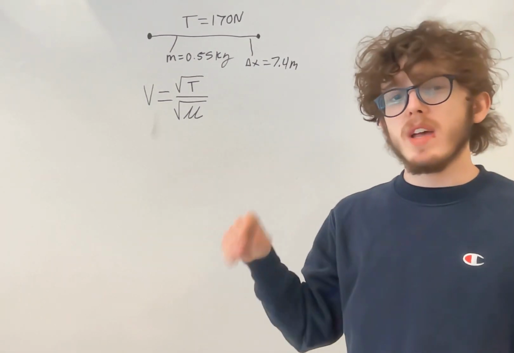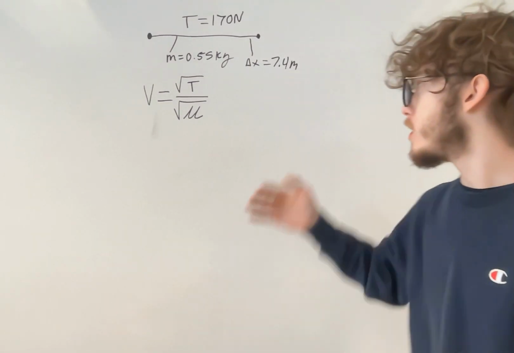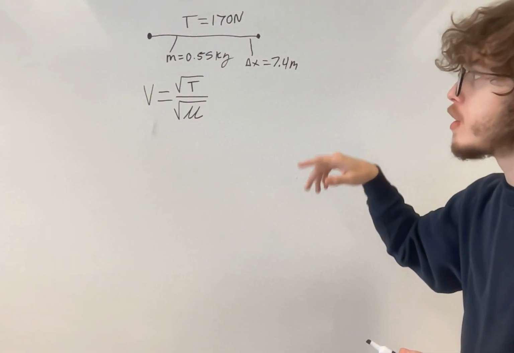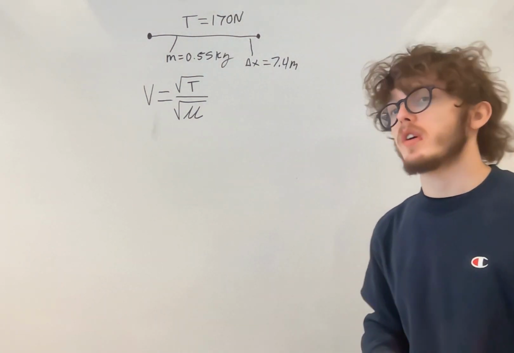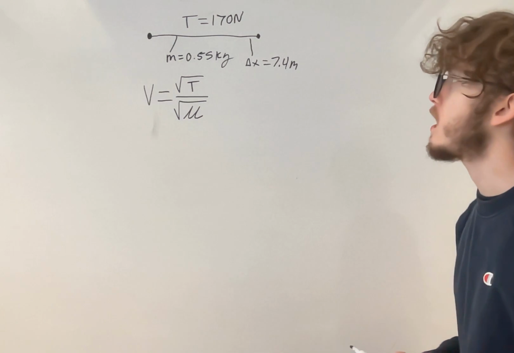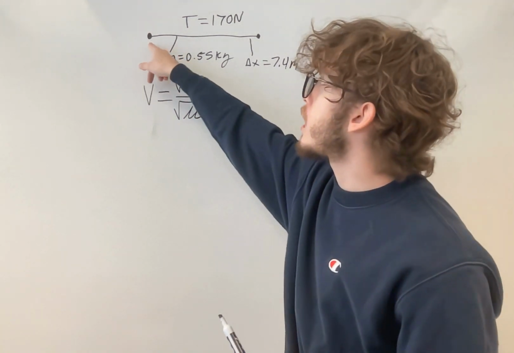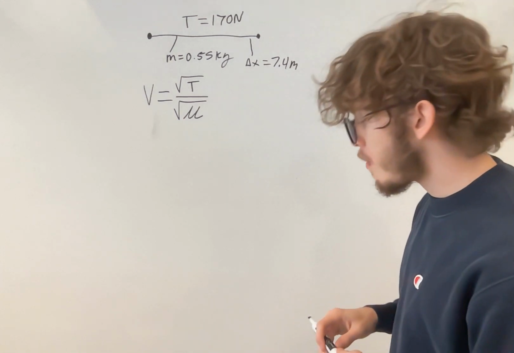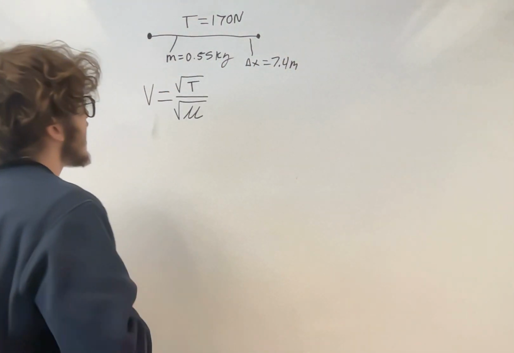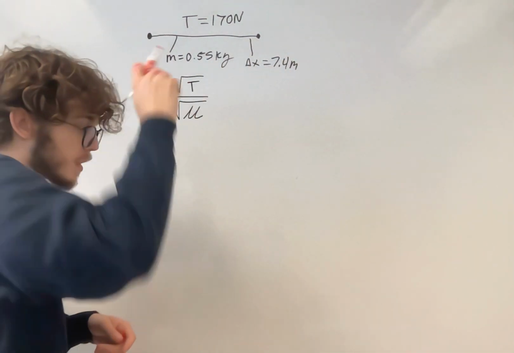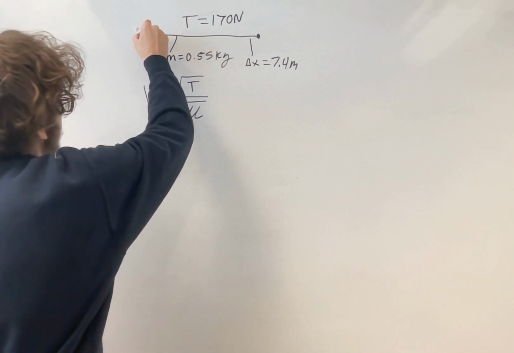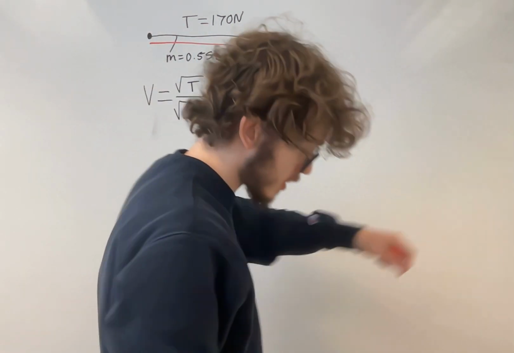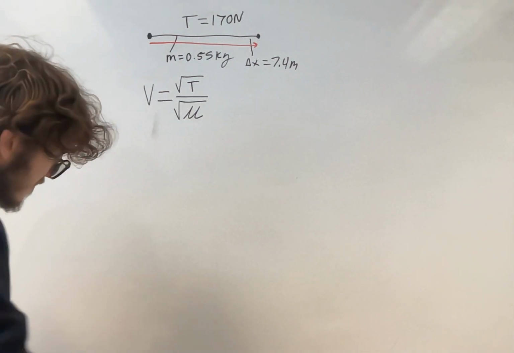So in this problem, we have a chord, say on just like a guitar or something, and the tension is 170 newtons. We're told that the mass of this chord is 0.55 kilograms, and the distance between the connection points is 7.4 meters. We are asked to find, what is the time it takes for a pulse? Let's say we pluck the string to reach from this end to that end, right? So we pluck a string, how long does it take to reach the other end?